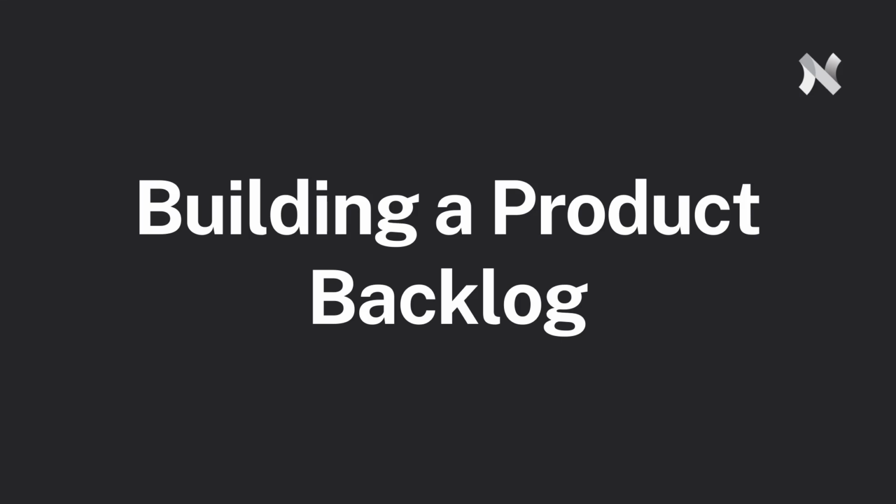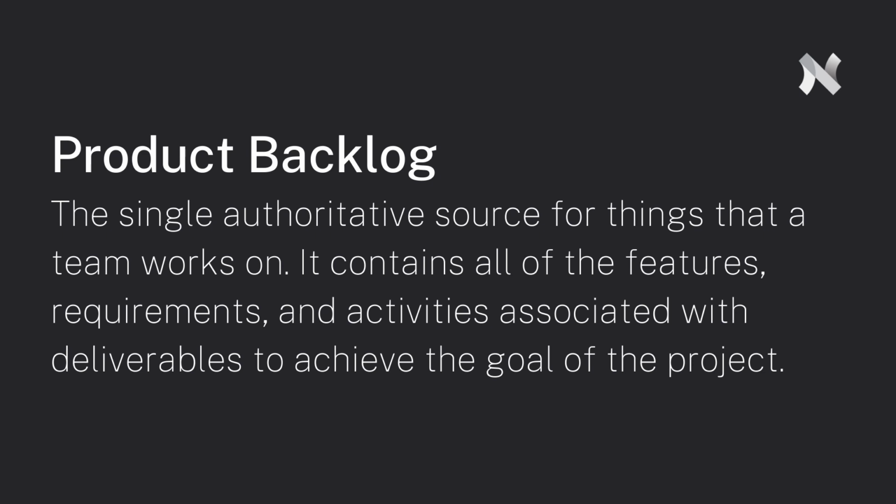In this course, we've introduced you to lots of project management artifacts, such as project plans, statements of work, RACI charts, and more. Now, we'll review an important artifact of the Scrum framework, the product backlog. In an earlier video, we defined the product backlog as the single authoritative source for things that a team works on. It contains all of the features, requirements, and activities associated with deliverables to achieve the goal of the project.